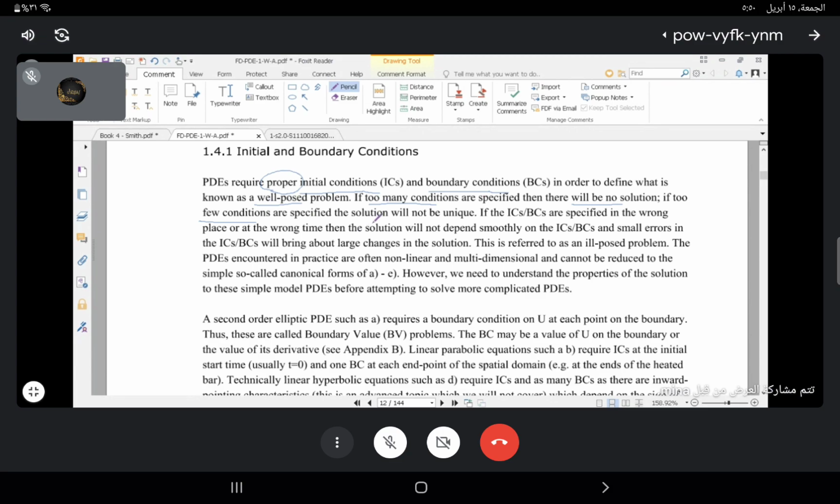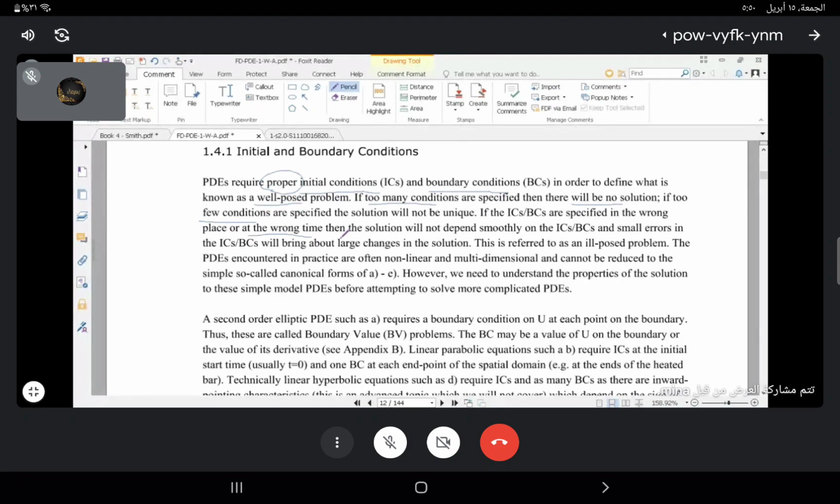If the ICs and BCs are specified in the wrong place or at the wrong time, then the solution will not depend smoothly on the IC and BC, and a small error in IC and BC will bring about a large change in the solution.